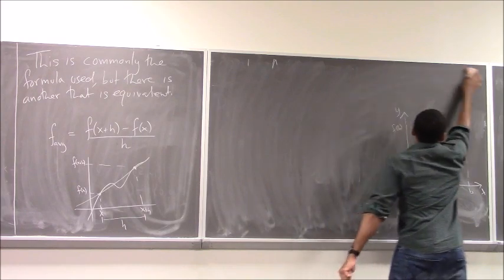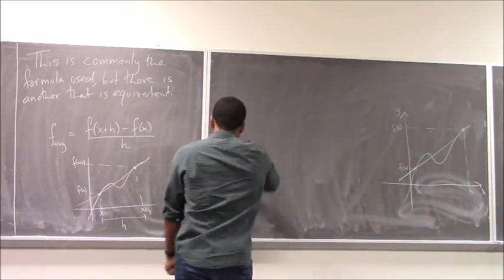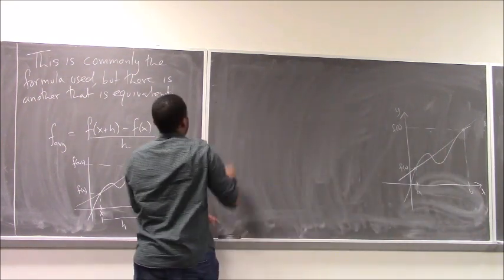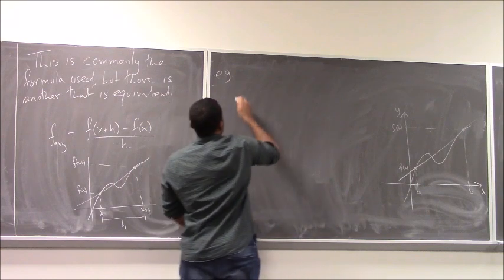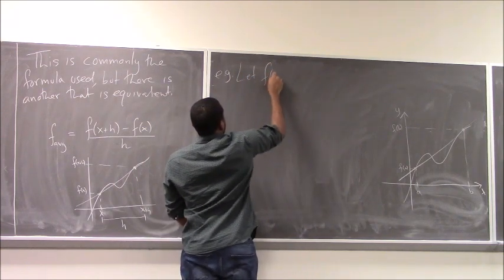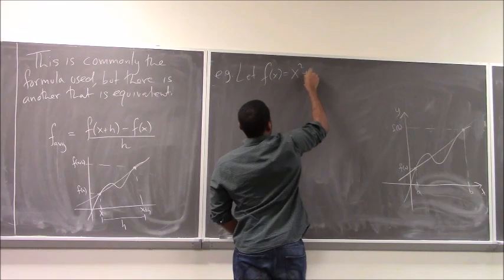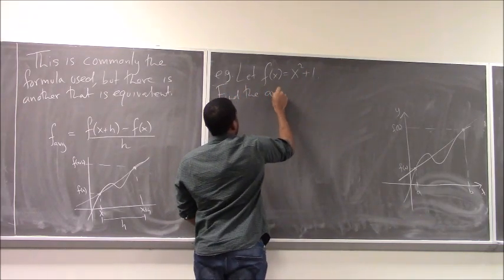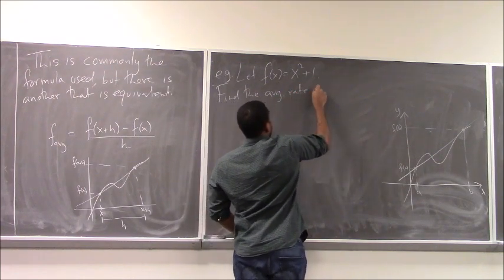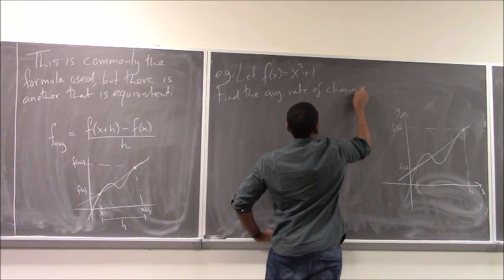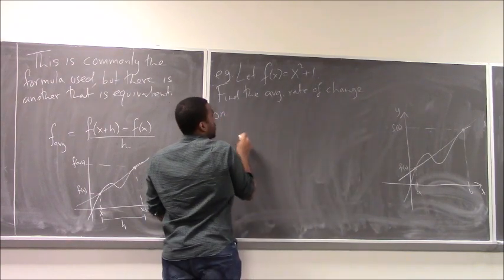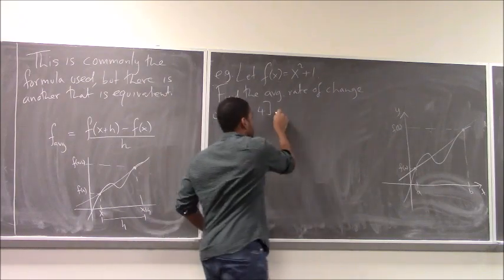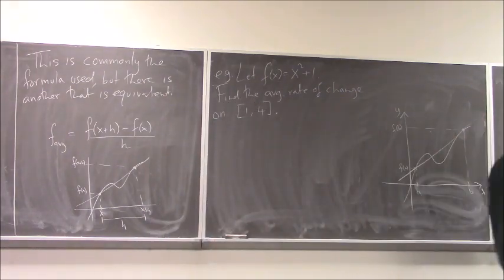Let's do an example here. Very typical example, and if this shows up on a test or a quiz, it's not going to be any more complicated than this. So you can say something like: let f of x equals x squared plus 1. Find the average rate of change on the interval from 1 to 4. So that's an example. It's never going to be any more complicated than that, really.